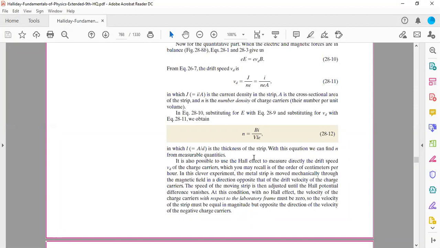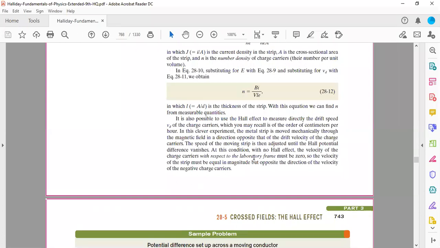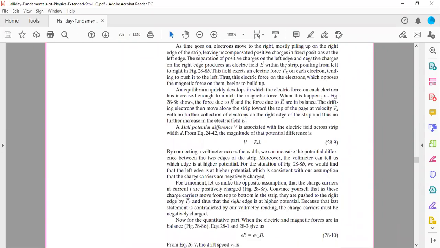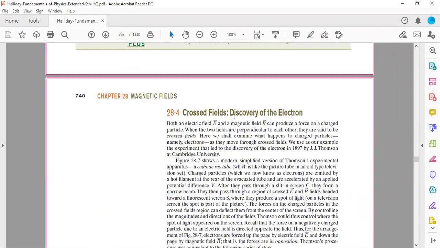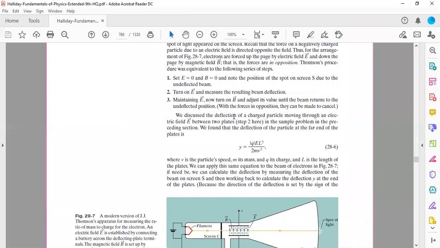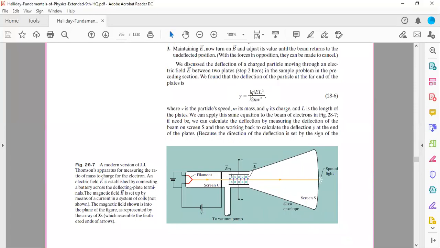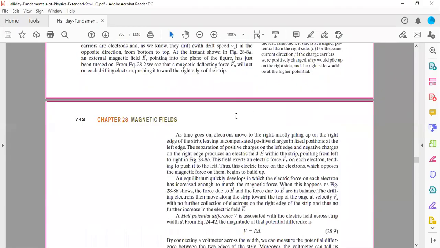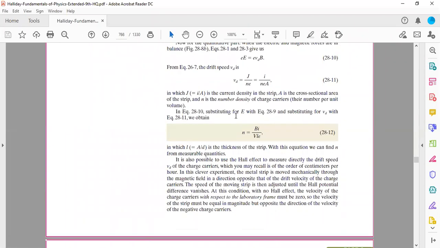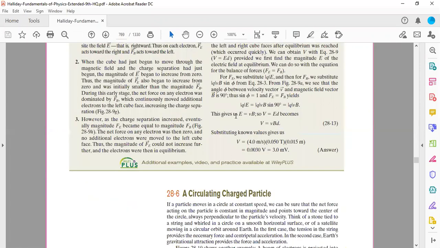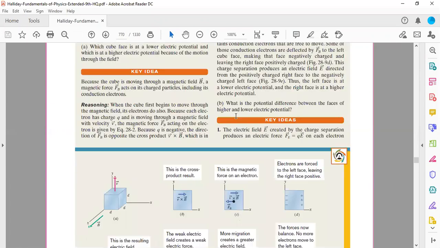This effect, this experiment, is used to study semiconductor material. You can find the charge density, how many charges are present in certain materials, and the doping level, whether it is P-type or N-type, and the impurity concentrations. In case of N-type, how many electrons are present, how much doping is done to make it N-type. The Hall effect is also used in other technologies.